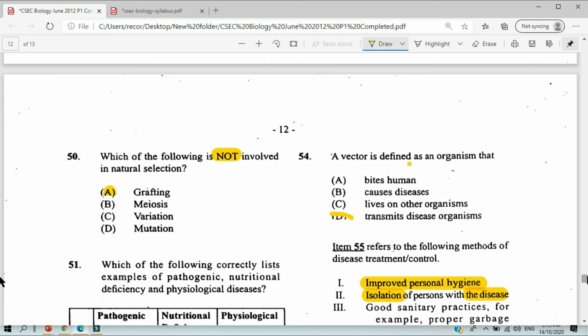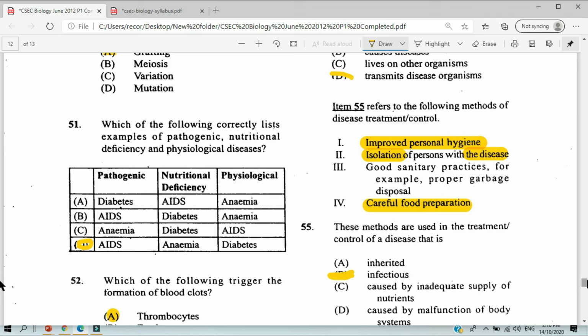For 51, which of the following correctly lists examples of pathogenic, nutritional deficiency, and physiological diseases? Now let's look at what's happening here. So we chose D. AIDS is clearly pathogenic. It's caused by a pathogen, a virus.